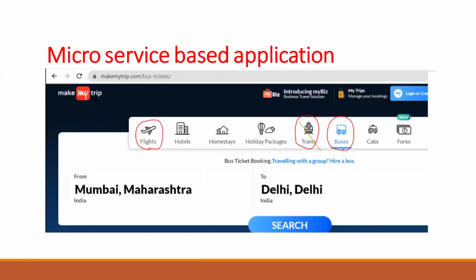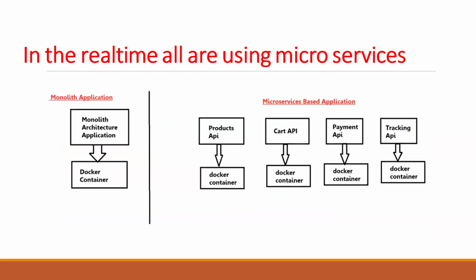So microservice based application, what is that, guys? MakeMyTrip has flights, trains, buses. Flights is one API, trains is one API, buses is one API. This is contained in one Docker, this in one Docker. If anything goes wrong with the trains, it will not impact the buses and flights. But in the monolithic, if trains has an issue, everything will have an issue. So that is the reason nowadays every application is designed as a microservices based application.